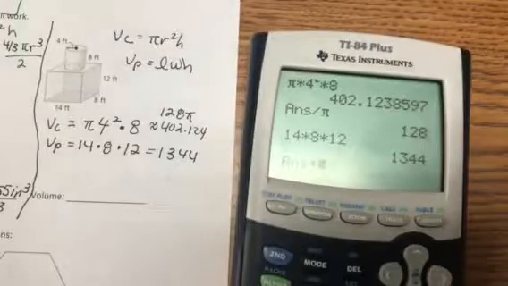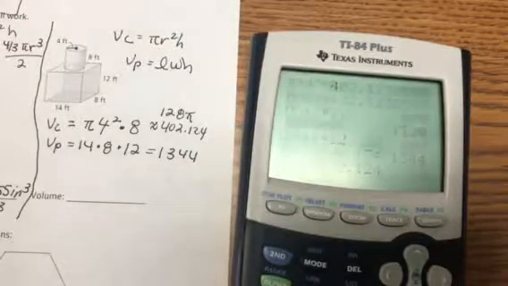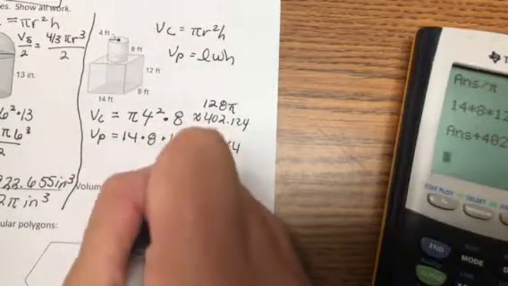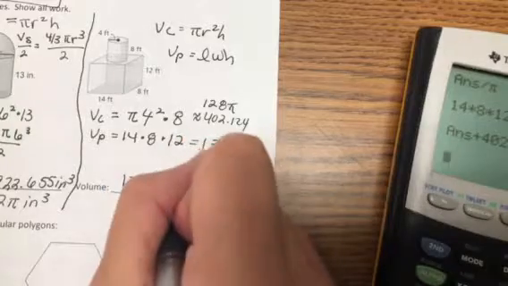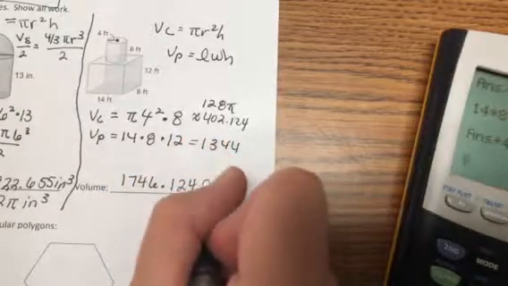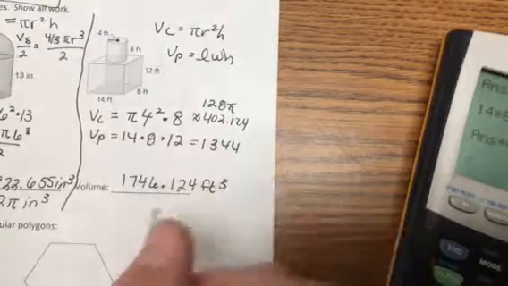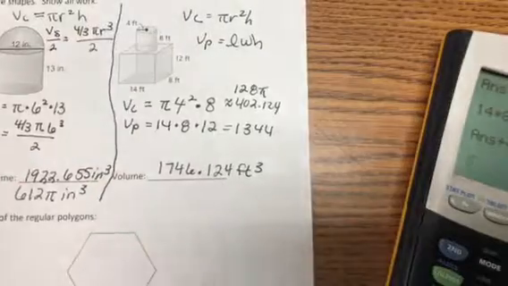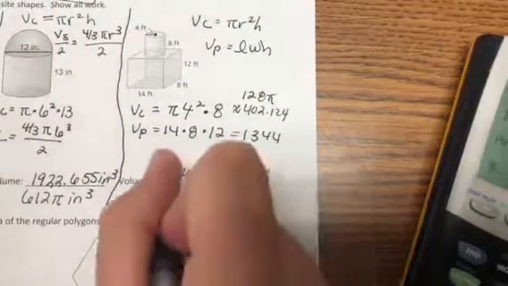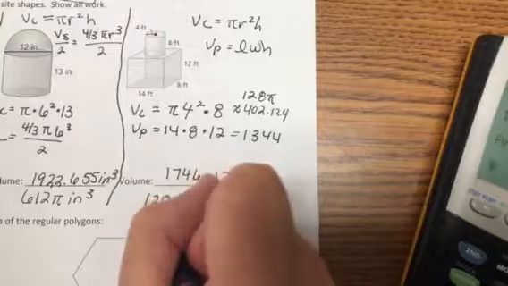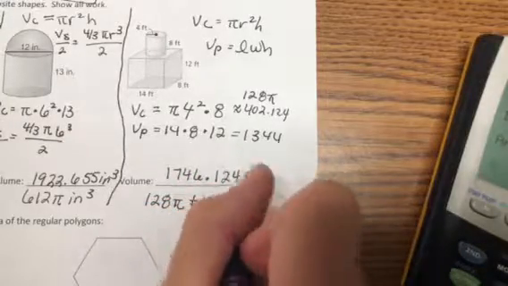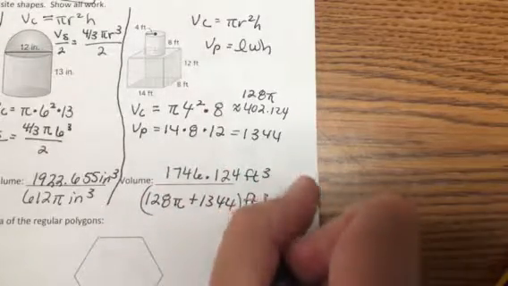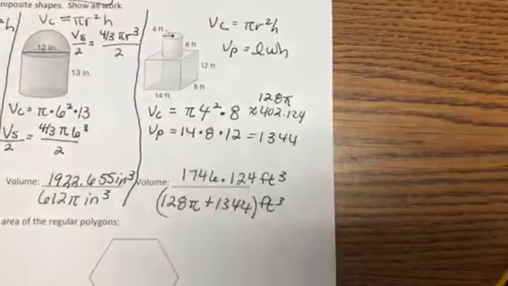So if we write this as a decimal, we just add those up, and our final volume is 1,746.124 cubic feet. If you left it in terms of pi though, because the rectangular prism doesn't have a pi in it, you would have to write it as an expression. So you'd have to write 128 pi plus 1,344, and then I'd maybe put that in parentheses and say cubic feet. I'd probably just go with the decimal.